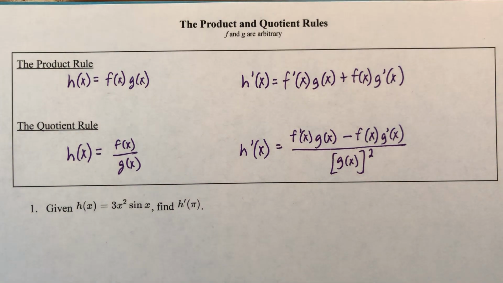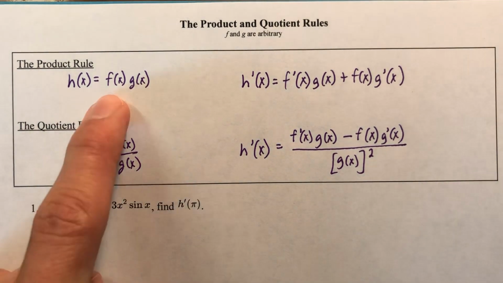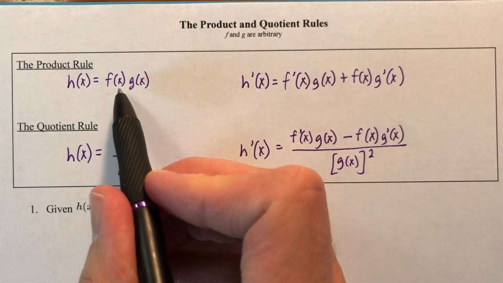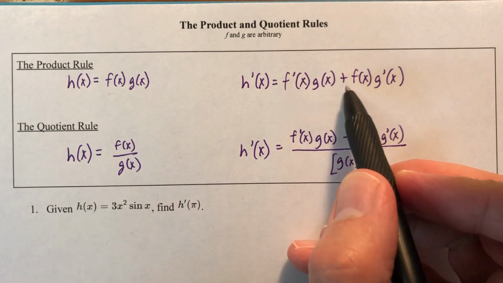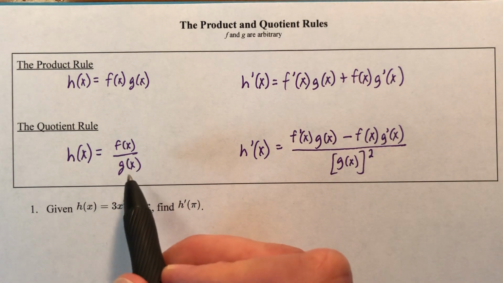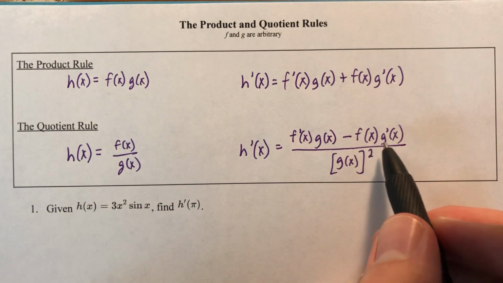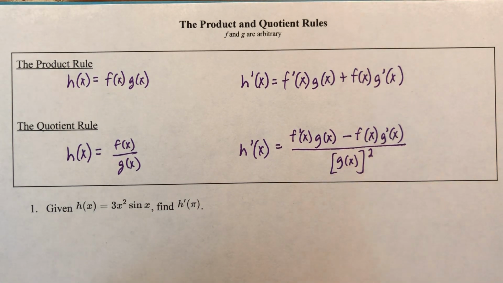Okay, so our product rule. If two functions are multiplied together and I'm asked to find the derivative, I'll do f prime g plus f g prime. If I have two things that are divided, two functions divided, and I'm asked to find the derivative, f prime g minus f g prime, all divided by g squared.